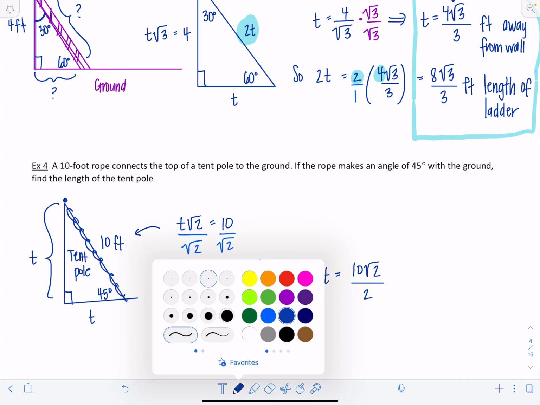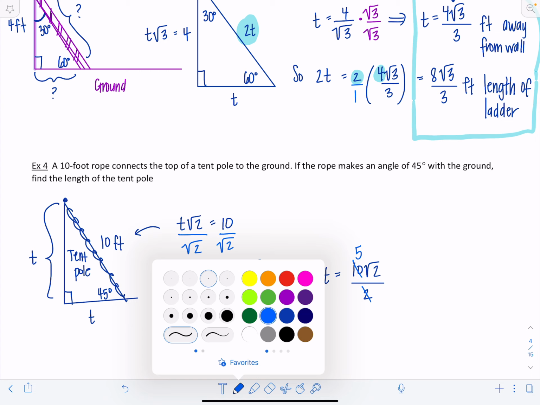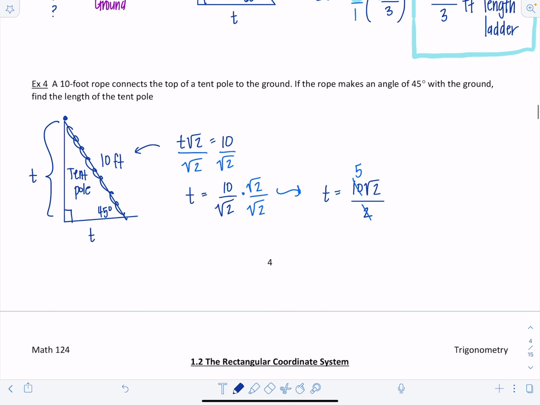But I can simplify this a wee bit, right? I can cancel out this 2 with the 10. Now this is a 5. So our final answer is going to be 5 rad 2 feet. That's the length of the tent pole.